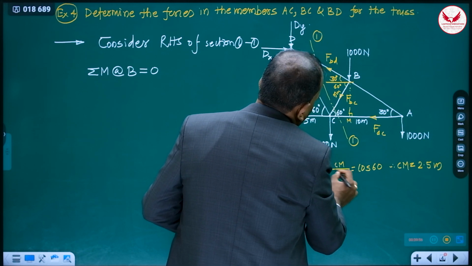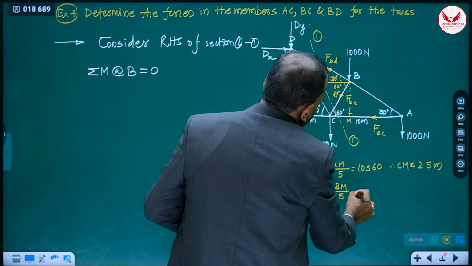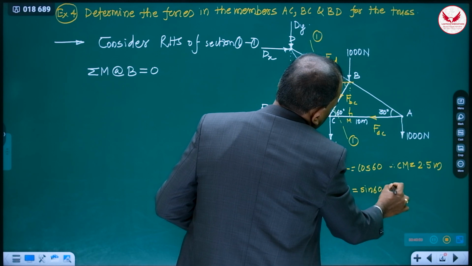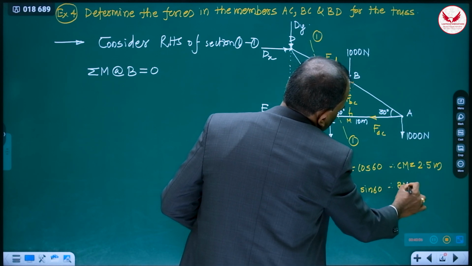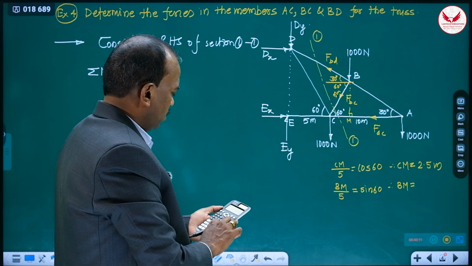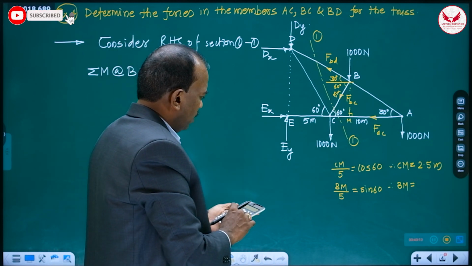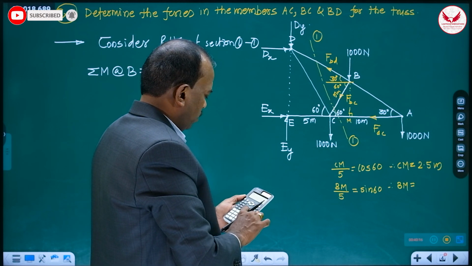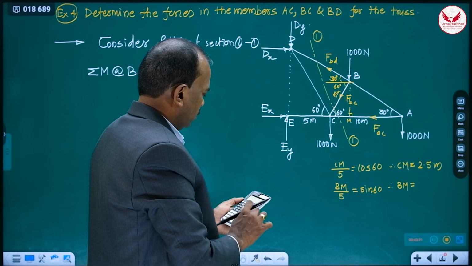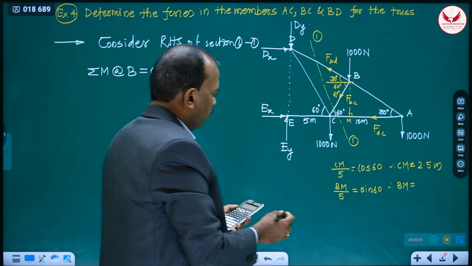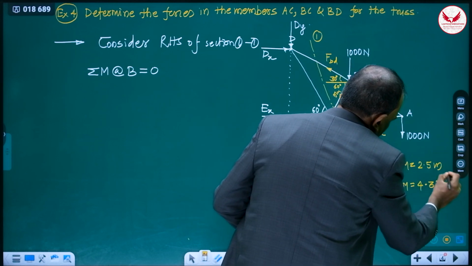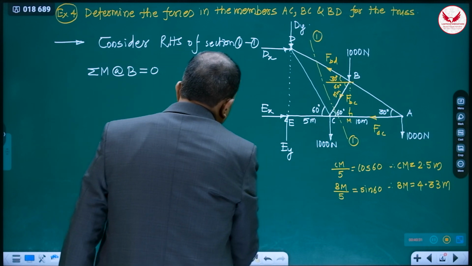BM by 5 is equal to sin 60. Hence, BM is going to be 5 into sin 60. Only this is the typical part in this problem. It is 4.33 meter, and this will be needed while calculating the moment.